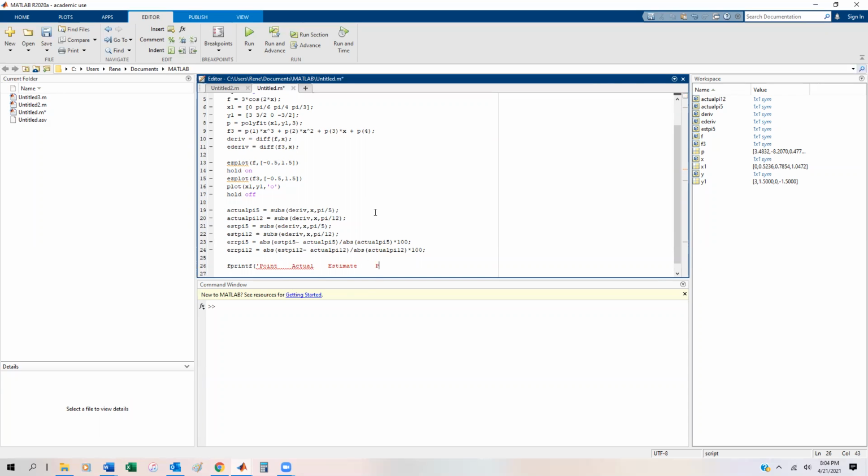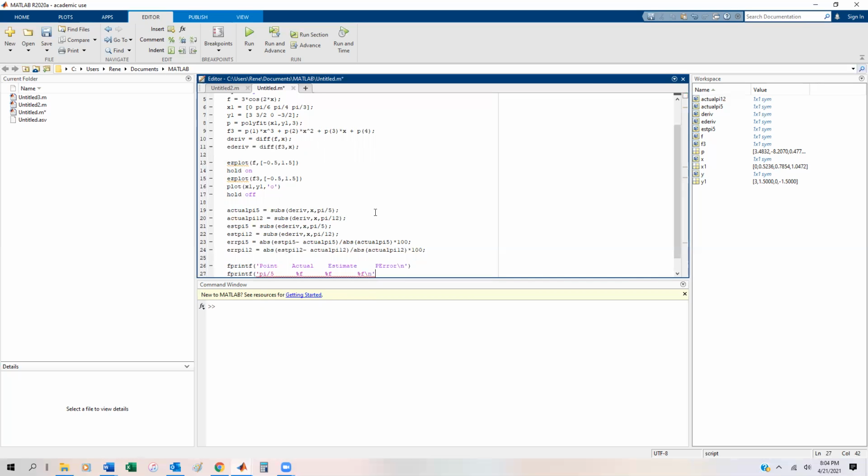And then we're going to have the percent error. All right. Now I'm going to do this in 2 lines. So we're going to have an f print f. And first of all, I'm going to print out our first point is pi fifths. And then we have a percent f for the actual. We have another percent f for the estimate. And then we finally have another percent f for the error.